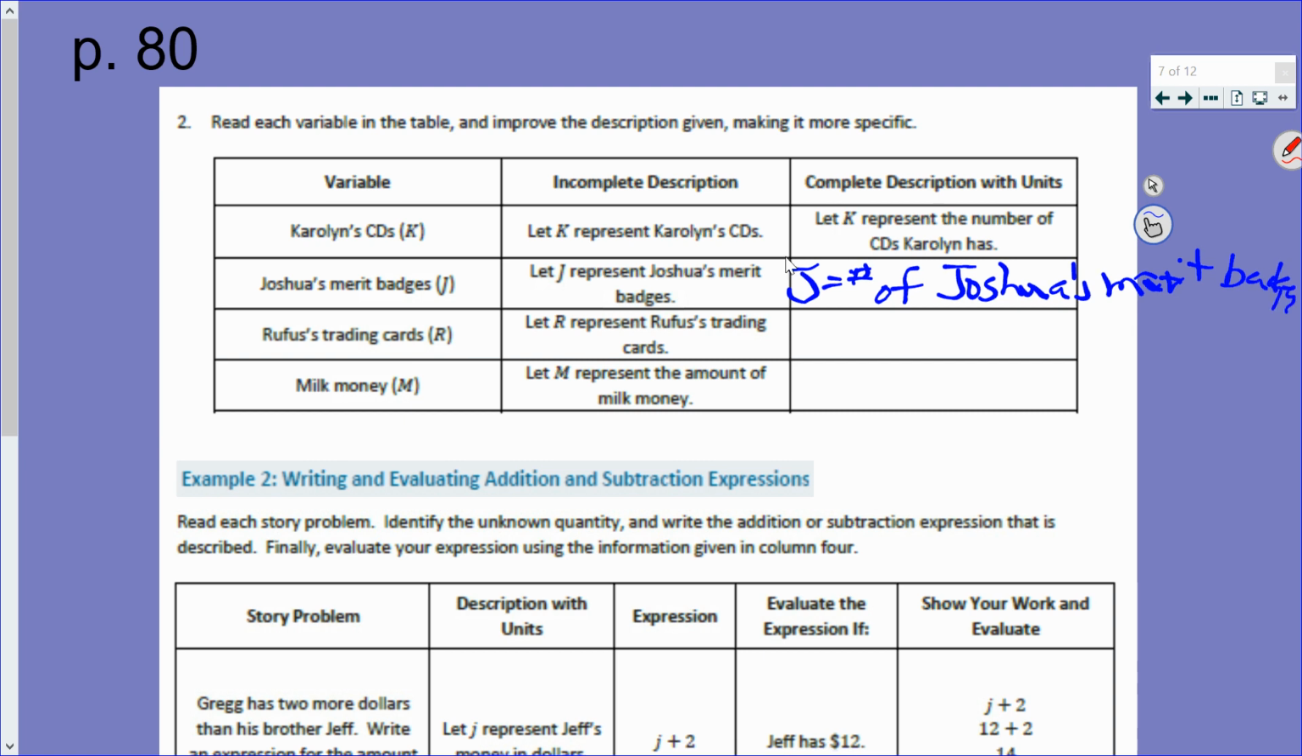Our next one, instead of Rufus's trading cards, we would say number of trading cards. So the number of Rufus's trading cards. Next, milk money. M is the amount of milk money. Dollars. You gotta be cautious because we're in Japan, right? So milk money in dollars.